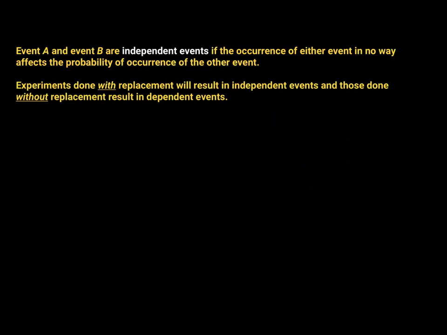Now we define independent events. So two events, A and B, are independent if the occurrence of either event in no way affects the probability of occurrence of the other event. And what's important to note is that when we have an experiment with replacement, that results in independent events. And when you have an experiment without replacement, that results in dependent events.